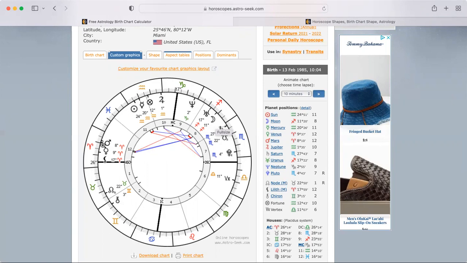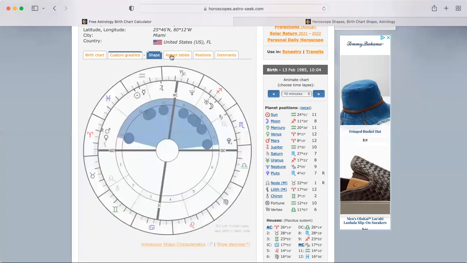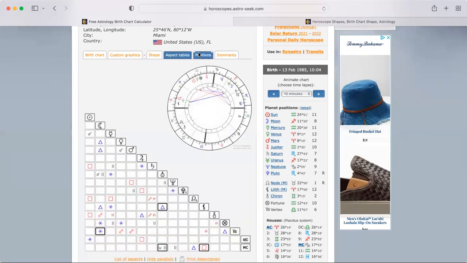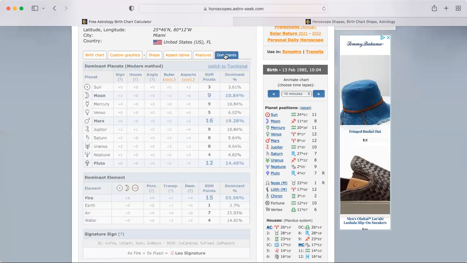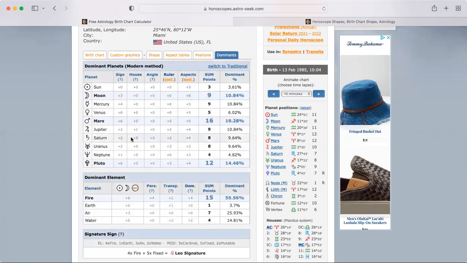And we can see it as these planets can represent certain people too, as well as the houses. So, we talked about the shape, aspects, positions. This could talk about dominant elements, planets, things of this nature.